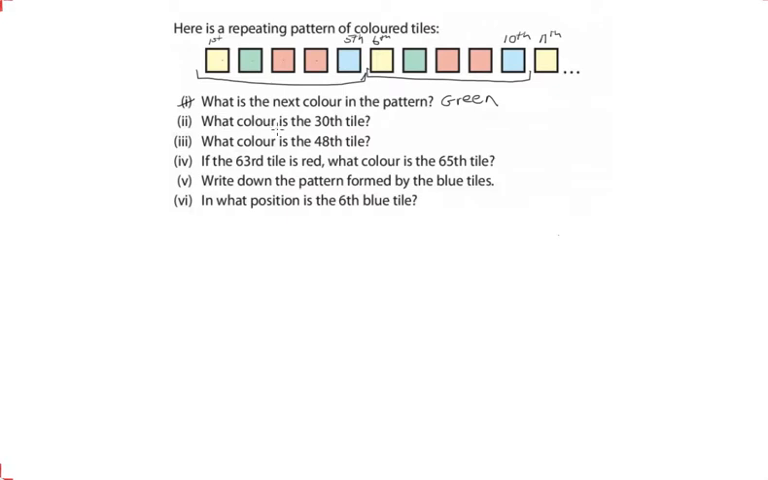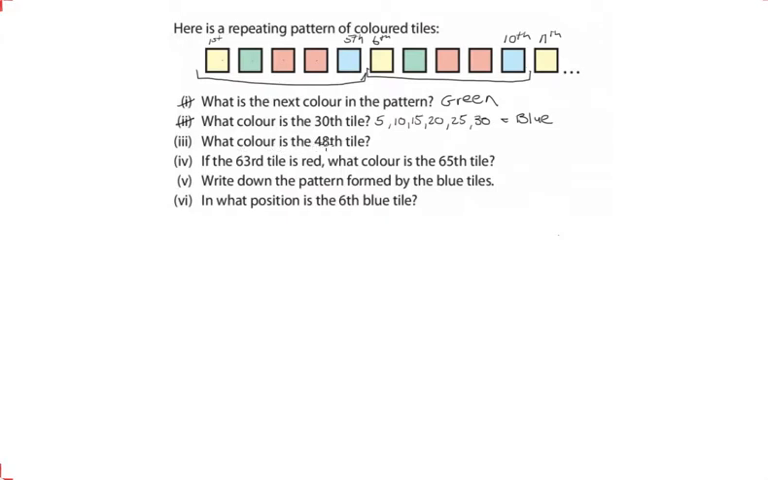What color is the 30th tile? Okay, so we don't want to have to draw out all of these. But what we can do is we can see that the 5th is blue, the 10th is blue, the 15th is blue, the 20th would be blue, the 25th would be blue, and the 30th would also be blue. So the answer is blue. The 30th tile would be blue.